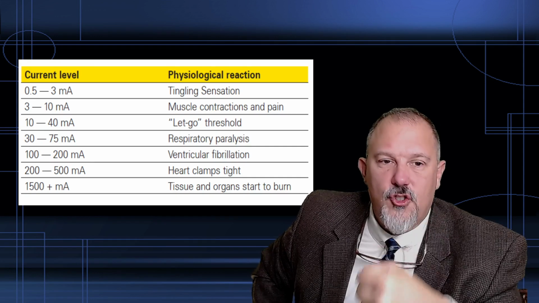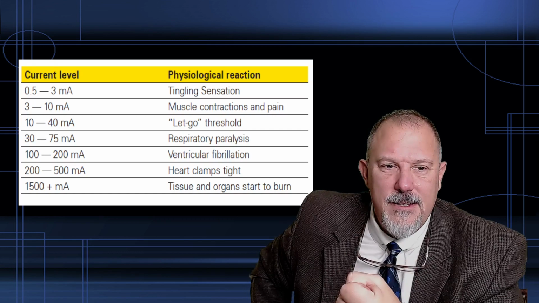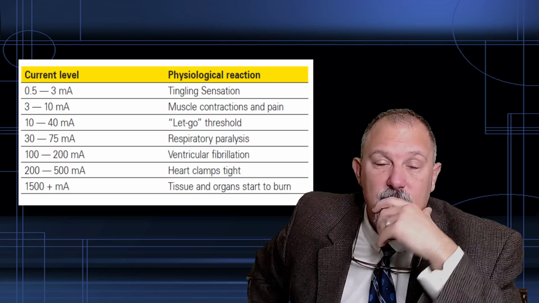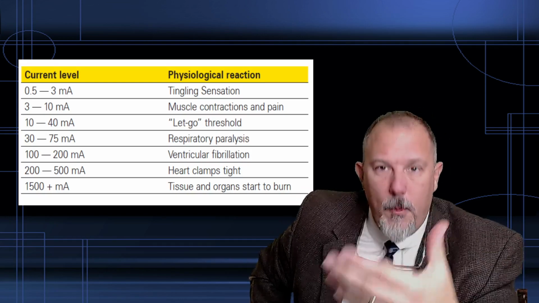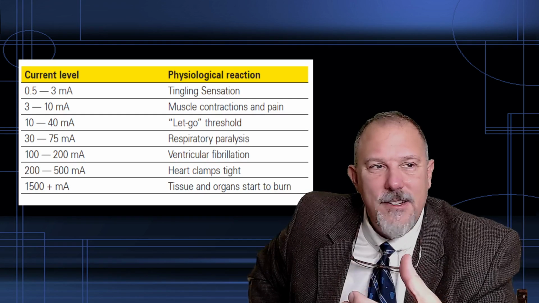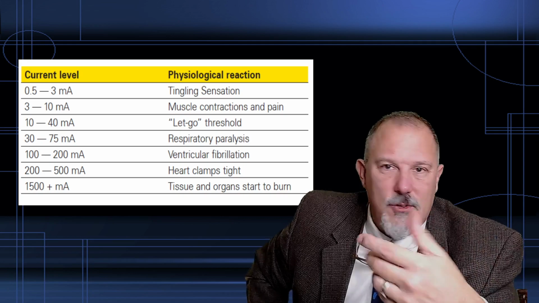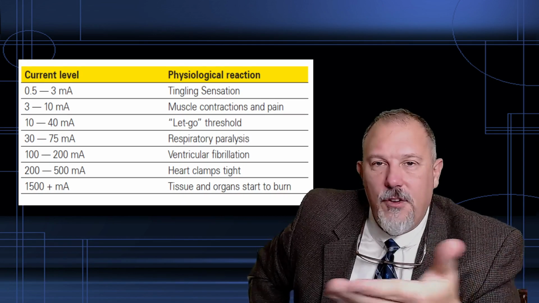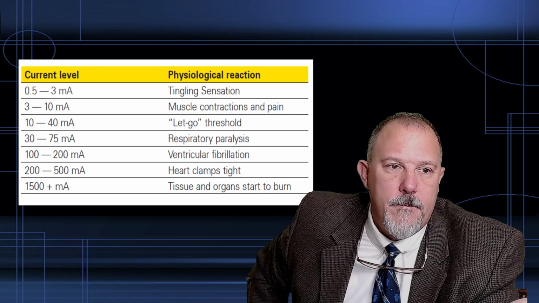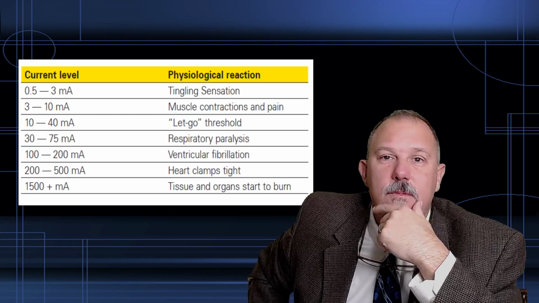Then you get into ventricular fibrillation. Then you get into heart clamps tight. And tissue and organs start to burn. Because current will pass through your body. It's going to go through your veins because that's the salty solution, the low impedance paths through your veins. They're like conductors, and your veins go straight through your organs, and they can damage your internals.